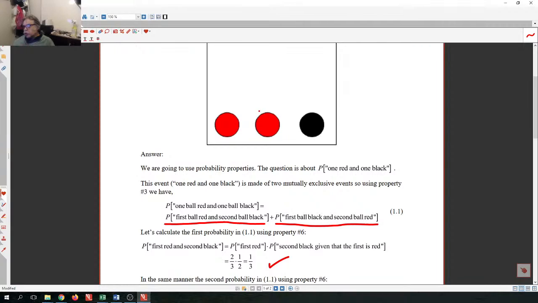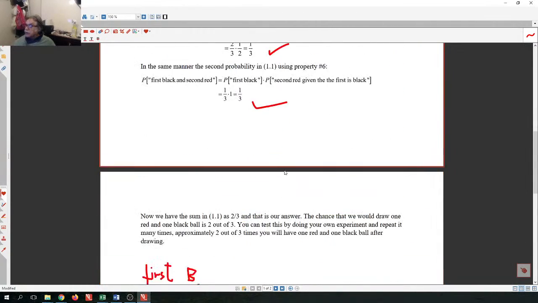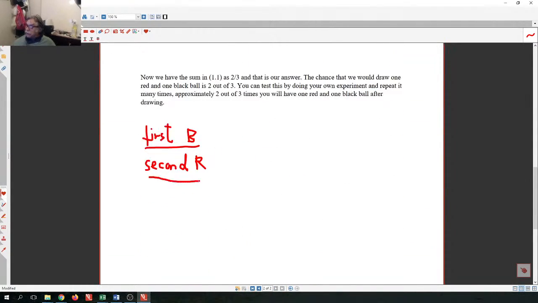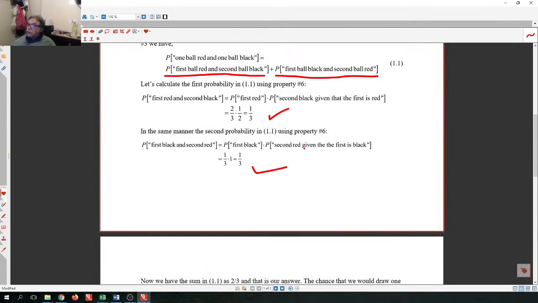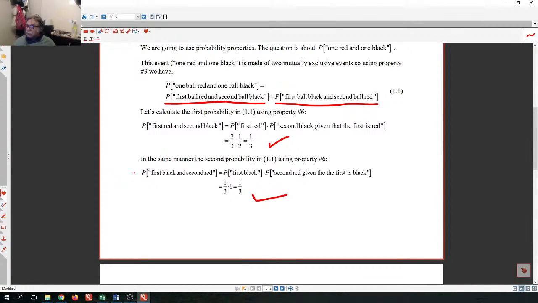Okay? So drawing the first ball black, when that happened, that changes the probability of getting the second red. Right? If this happened, then the chance of the second being red is 100%. If this doesn't happen, if the first is not black, then the chance the second one is going to be red is 1 out of 2. Okay? That makes them dependent. So these two events are dependent. And that's the reason why I use property number 6 here.